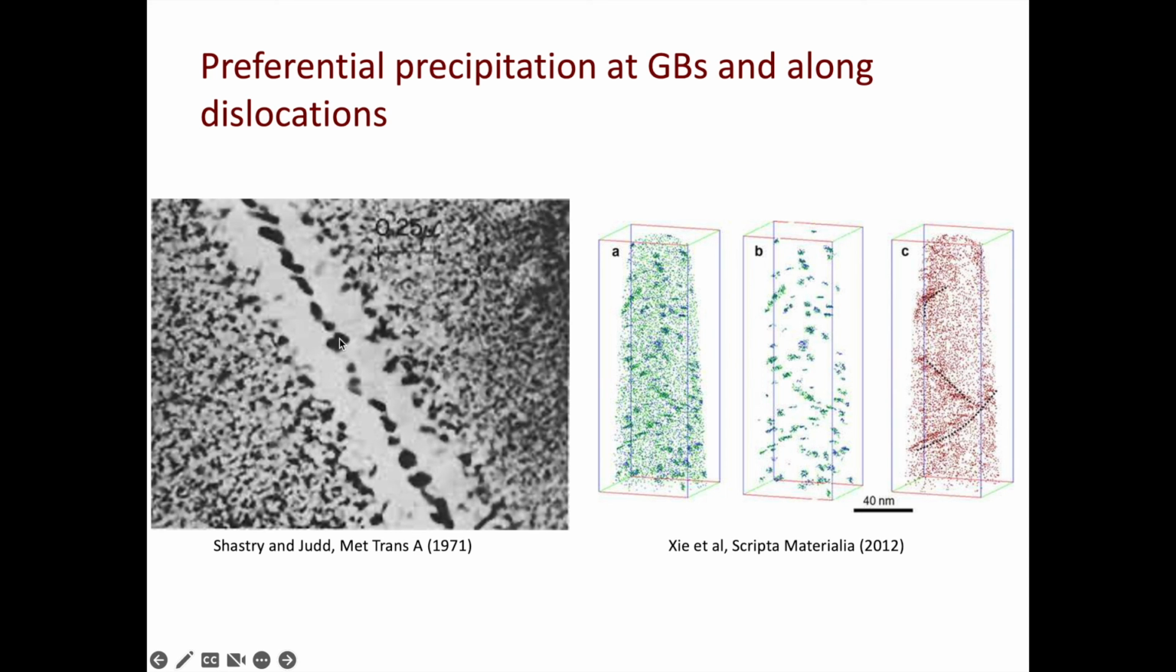The example on the right is an atom probe dataset from my PhD work when I was a student with Professor Simon Ringer and Professor Julie Cairney at University of Sydney. You can see, again, precipitates decorate along dislocations. How do we know those are dislocations? Because there's also carbon segregation along those dislocations to form Cottrell atmosphere.